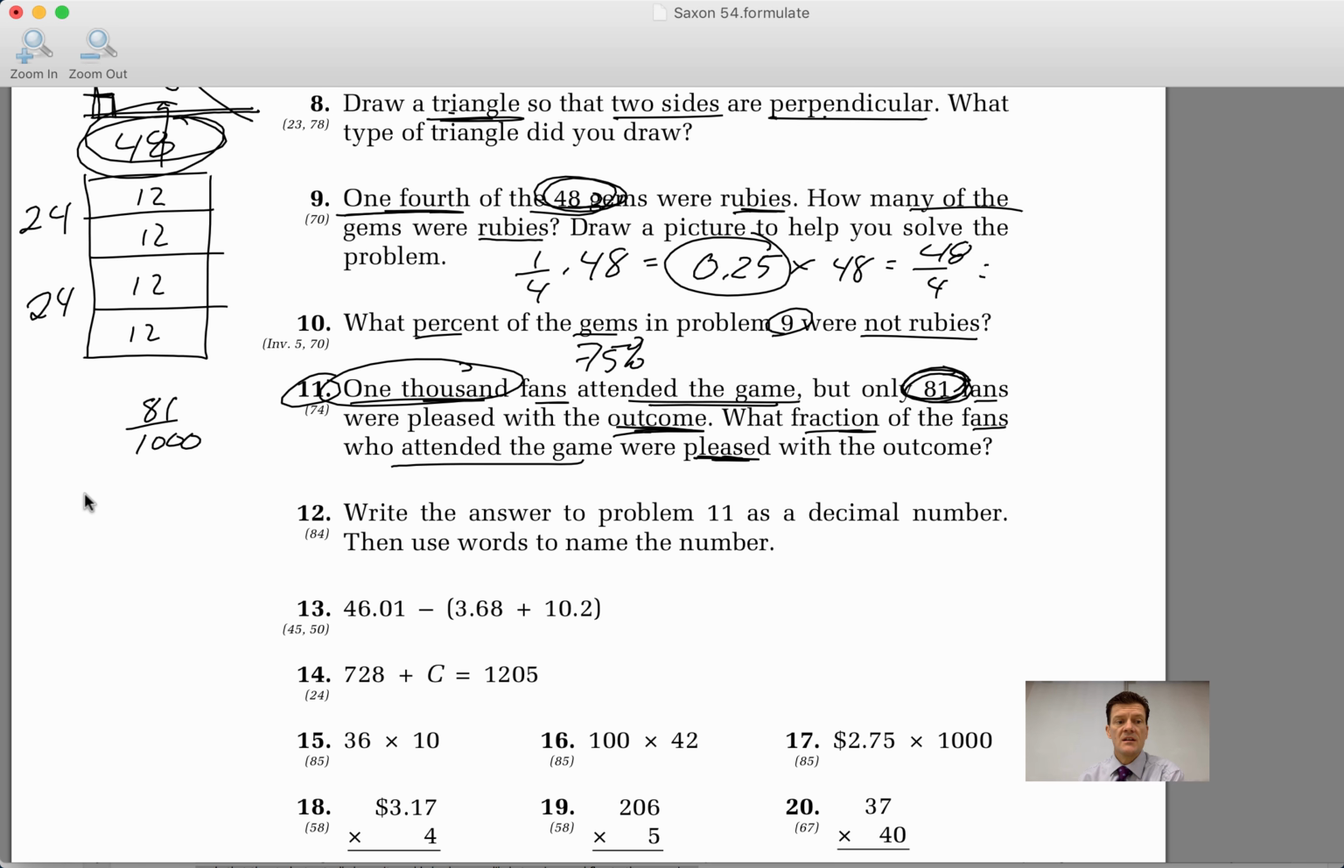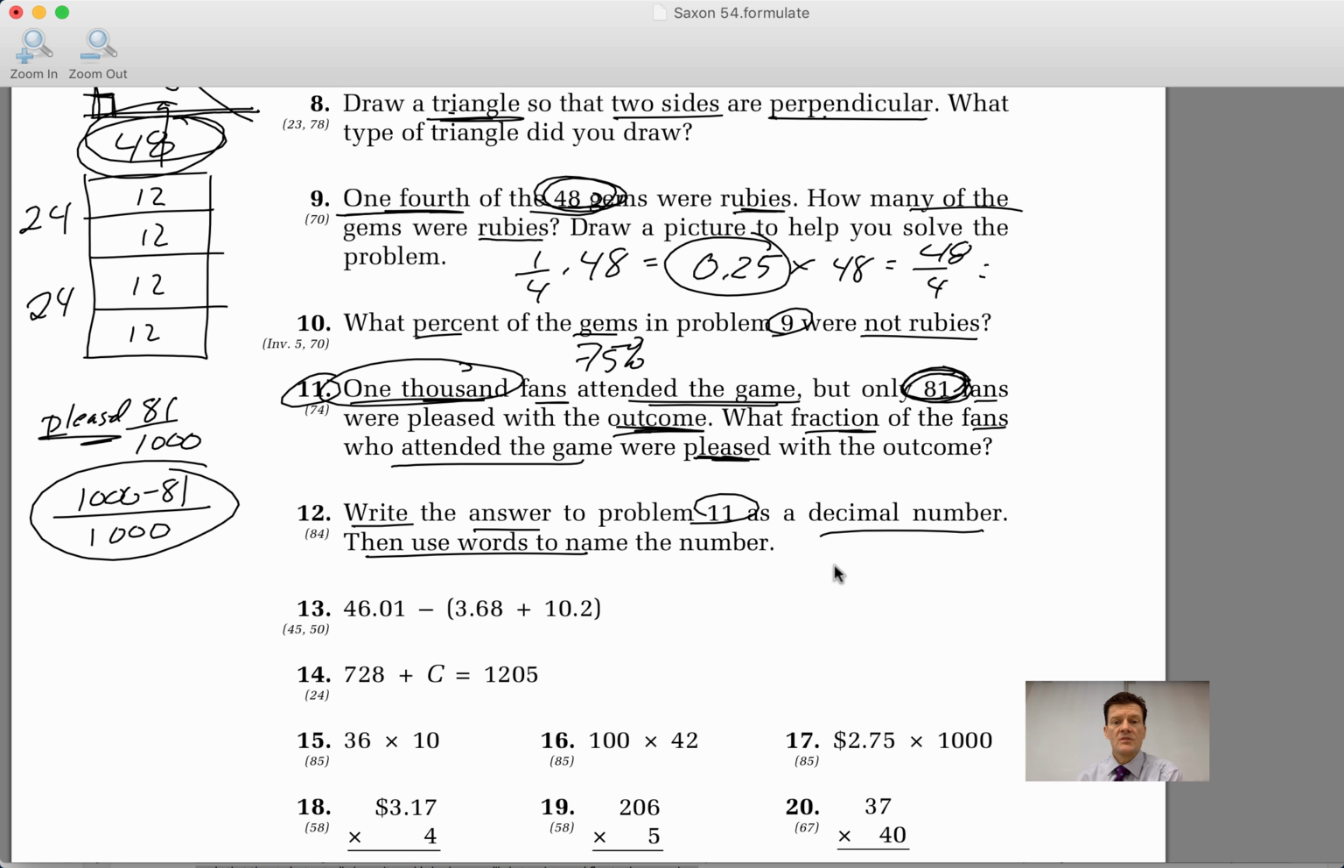So you would have to take 1,000 minus 81, find that number, and then put that over 1,000. So these are the ones that are pleased, 81 over 1,000, and then when you get that number, that's how many are not pleased. Write the answer to problem 11 as a decimal number, then use words to name the number. So you have to take 81 divided by 1,000, and then that's going to be 81 thousandths, okay?